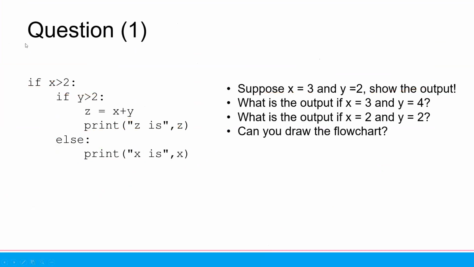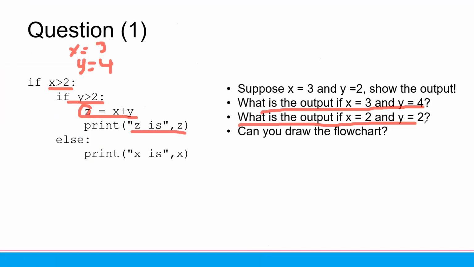Now let's have another input. What is the output if x equals to 3 and y equals to 4? X equals to 3, y equals to 4. X is higher than 2? Yes. Y is higher than 2? Yes. So we will do z equals to x plus y. 3 plus 4, it will be z. Then we will print z is 7. Okay.